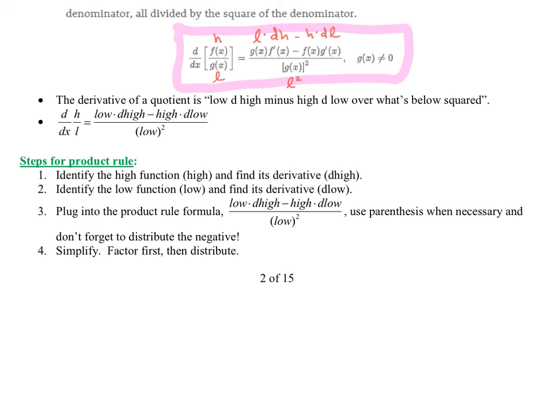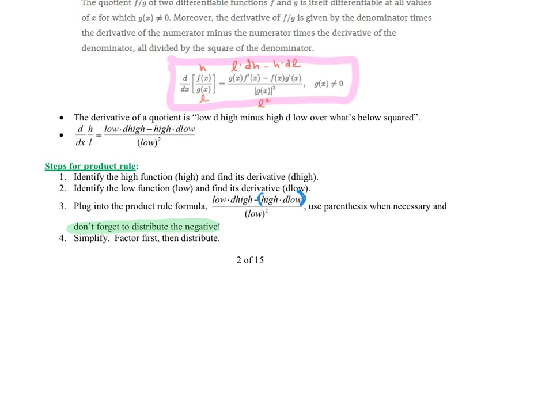Simplify, okay? One huge thing that I want to say here is when you do this, do not forget to distribute the negative. So what am I talking about? When you plug it into this formula, without a doubt, you want parentheses times the high times d low. And you've got to distribute that negative to each one of those terms, okay? So be very careful about distributing the negative in the second half. That's the number one mistake when people try simplifying with the quotient rule. So let's look at some examples of this in action.